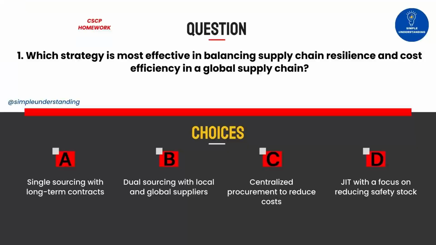1. Which strategy is most effective in balancing supply chain resilience and cost efficiency in a global supply chain? A. Single sourcing with long-term contracts. B. Dual sourcing with local and global suppliers. C. Centralized procurement to reduce costs. D. JIT with a focus on reducing safety stock.